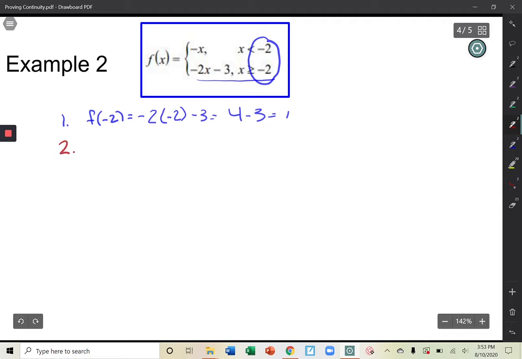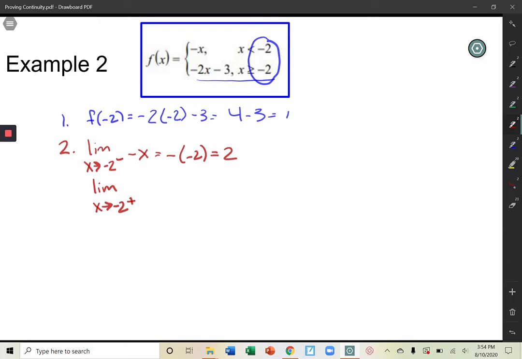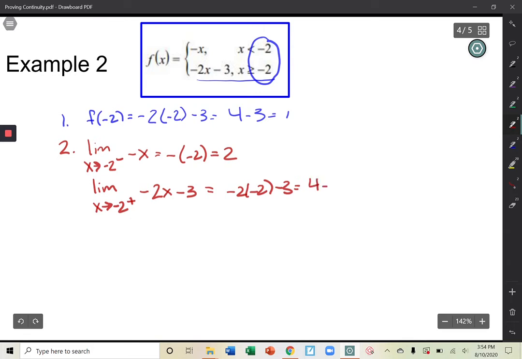Now my second step is to determine, does the limit exist? So I need to find the limit as x tends to -2 from the left-hand side, and the limit as x tends to -2 from the right-hand side. Now, left-hand side means numbers that are less than -2. That's going to be my upper function. So I'm going to be finding the limit as x tends to -2 from the left-hand side of -x, which is -(-2), which equals 2. So that's my left-hand limit. My right-hand limit, I'm going to use the lower function again, so -2x minus 3 is equal to -2 times -2 minus 3, which is 4 minus 3, which equals 1.